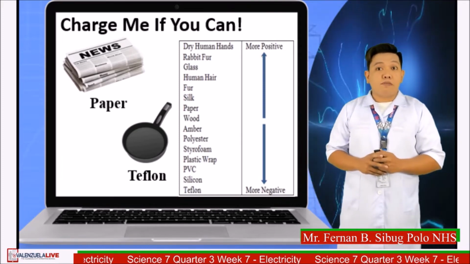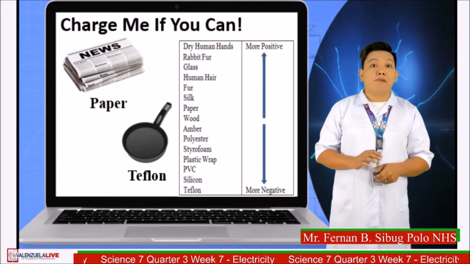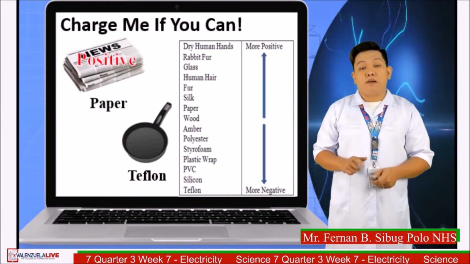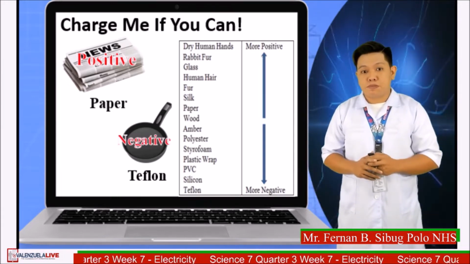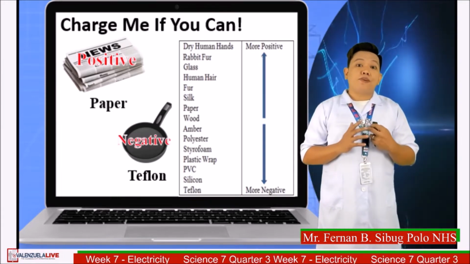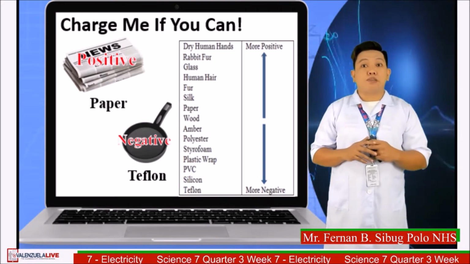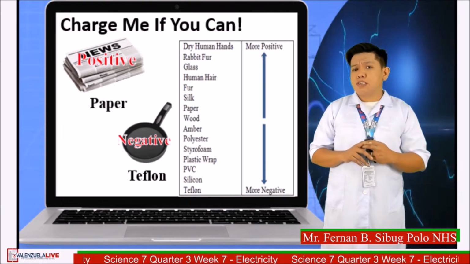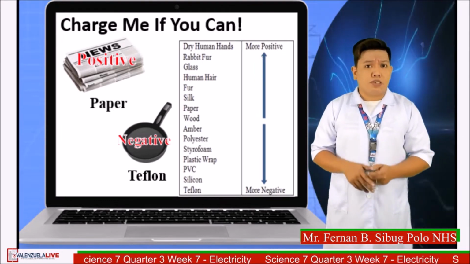By looking at the triboelectric series, the paper will become positive in charge, while the Teflon will become negative in charge. The transferring of electrons determines the charge of the material. The next question is, how do materials transfer electrons?